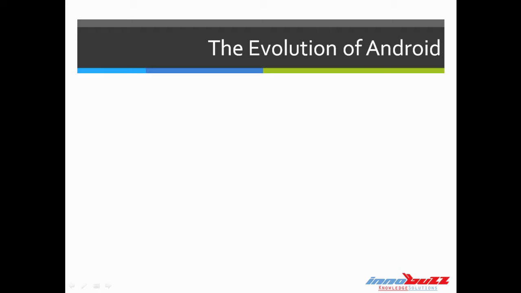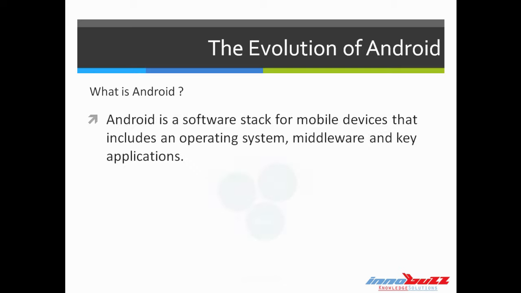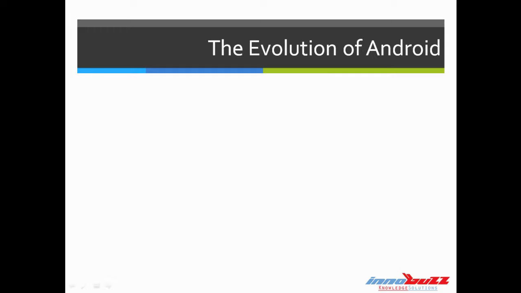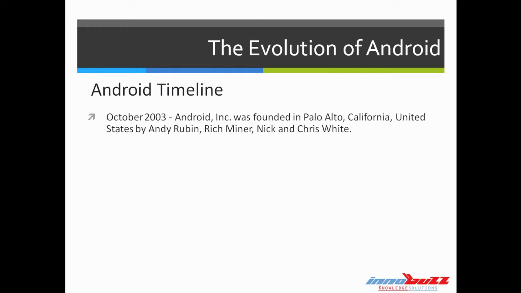The evolution of Android. Before going into the evolution of Android, let's see what is Android. Android is a software stack for mobile devices that includes an operating system, middleware, and key applications. Let's see the Android timeline.